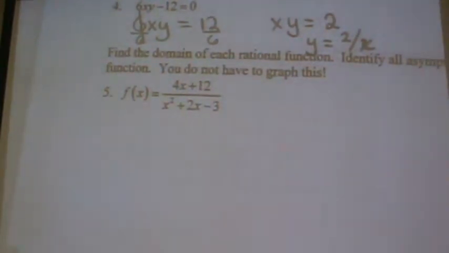Can you first tell me anything right away without even doing anything? Before you even factor it, tell me the horizontal asymptote. The horizontal asymptote is 0. Why? Because it's bottom heavy.